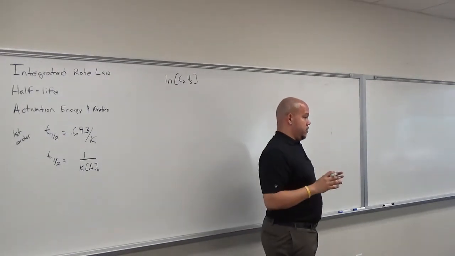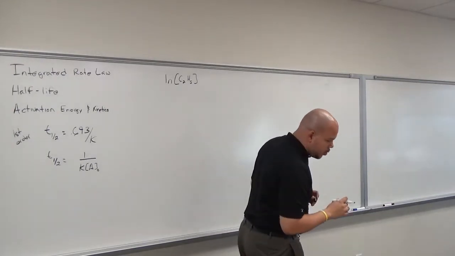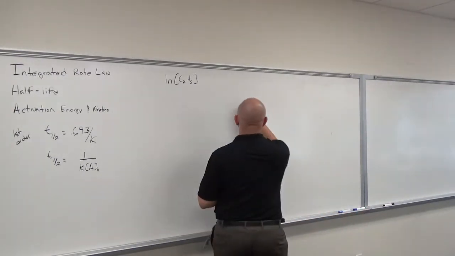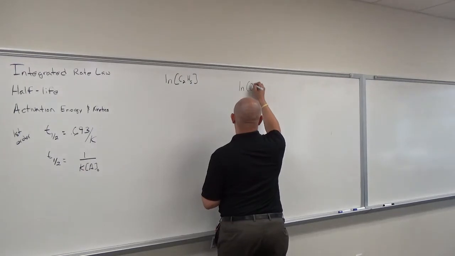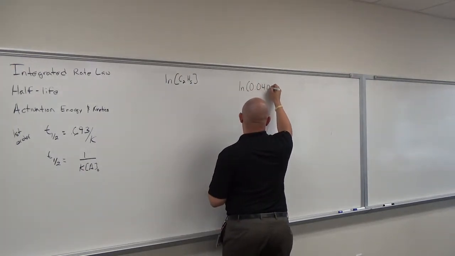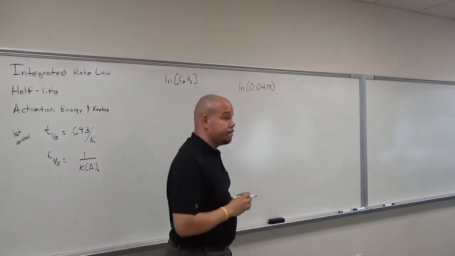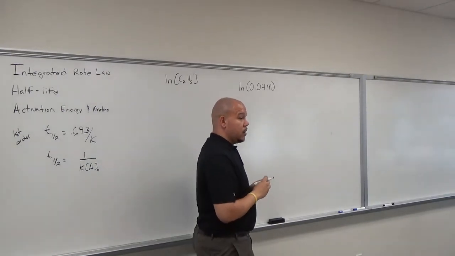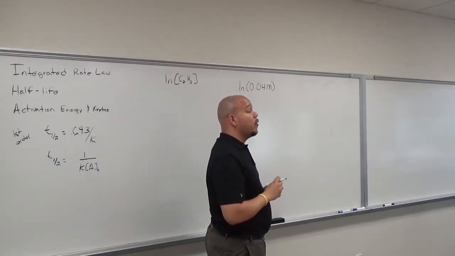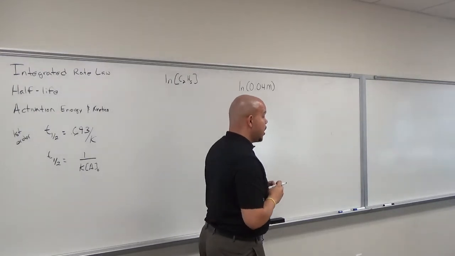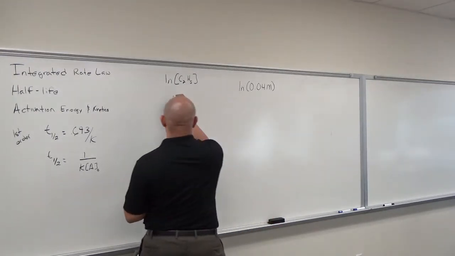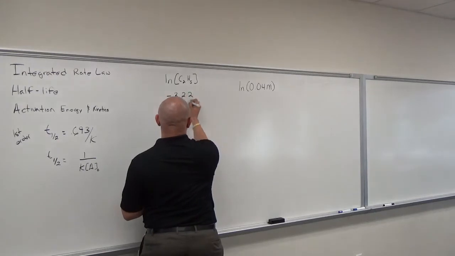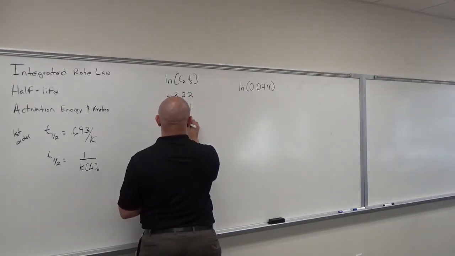Maybe we're not clear. All I'm asking you to do is to take 0.04 and take the natural log. So you don't need K. That's why we're plotting. We're solving for K. What is the value? Negative 3.22. Okay, what's the next one? Negative 3.51. Negative 3.73. Negative 3.91. And negative 4.05.